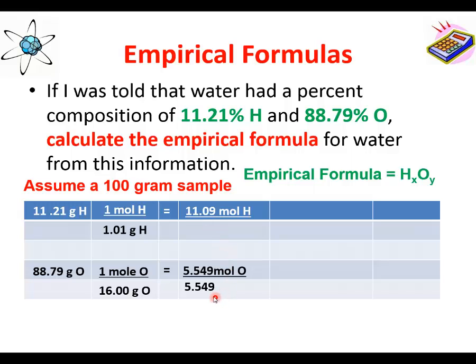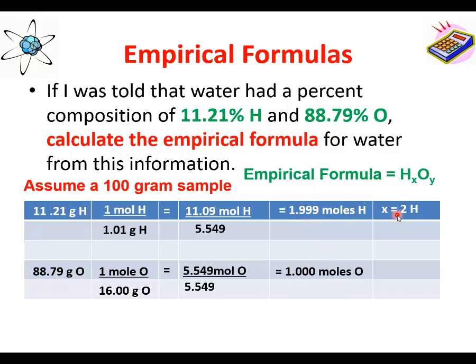So I take 5.549, the smallest of my number of mole quantities, divide that into both. That gives me 1.999 moles of hydrogen. That is very close to 2. If we're within less than 0.1 number of moles, we can usually round to a whole number. So I have 1.999 moles of hydrogen and I have 1 mole of oxygen.